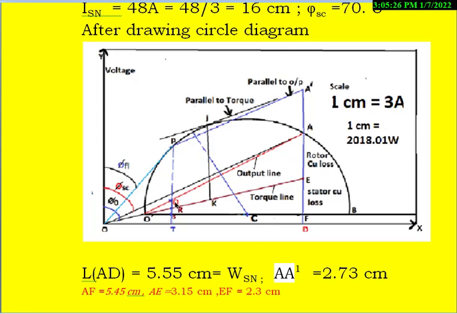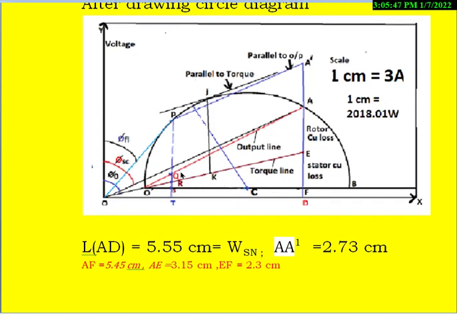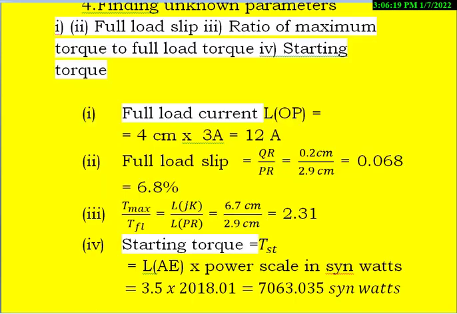Now the ratio of QR by PR. Q is on the output line, R is on the torque line, and P is the point where we get the full load current, that is OP. So QR by PR will give the full load slip for this motor.